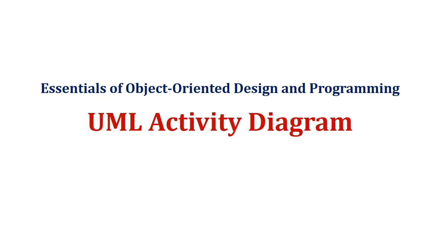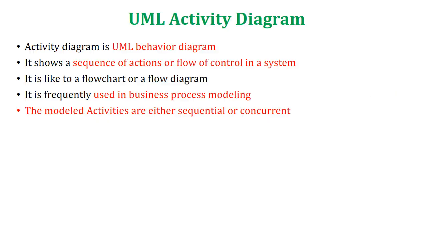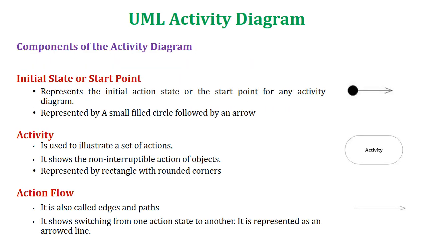In this presentation, we are going to discuss the UML Activity Diagram. The activity diagram is a UML behavior diagram. It shows the sequence of actions or the flow of control in a system. It is similar to a flow chart or flow diagram. It is frequently used in business process modeling. The modeled activities are either sequential or concurrent.